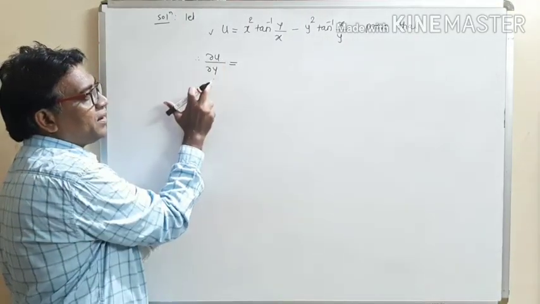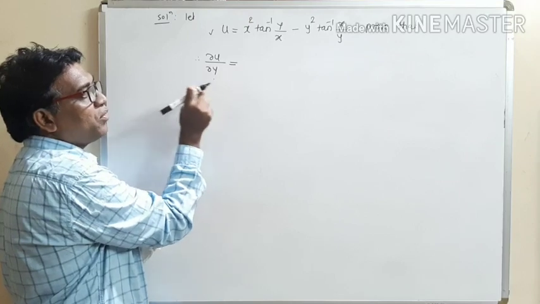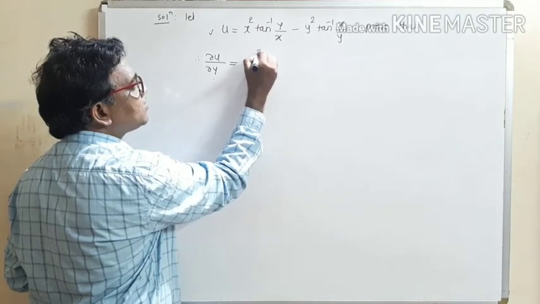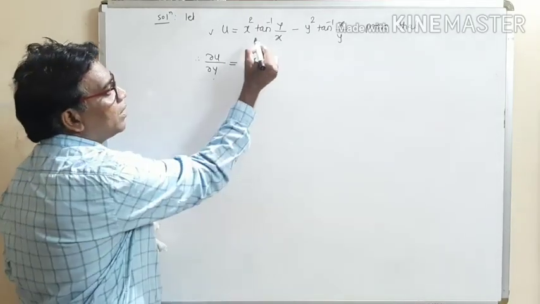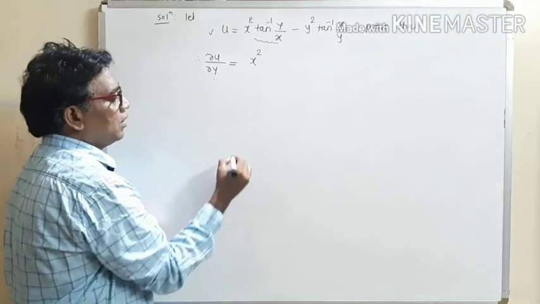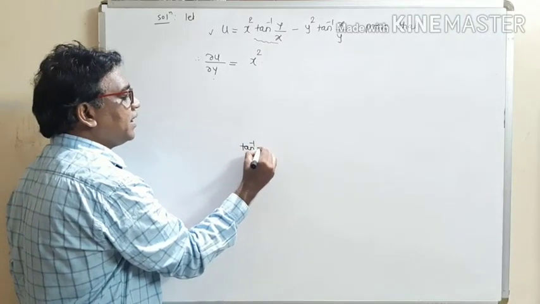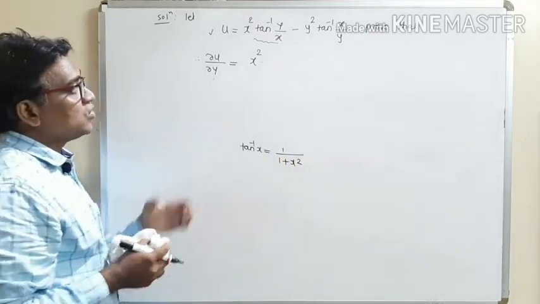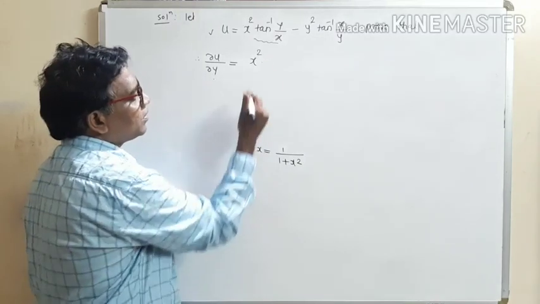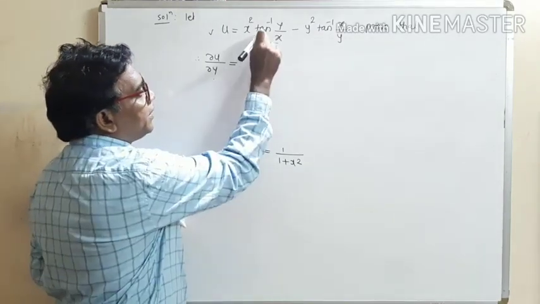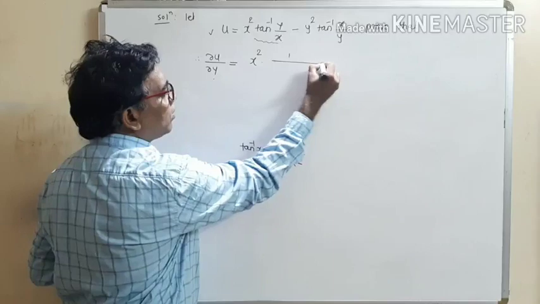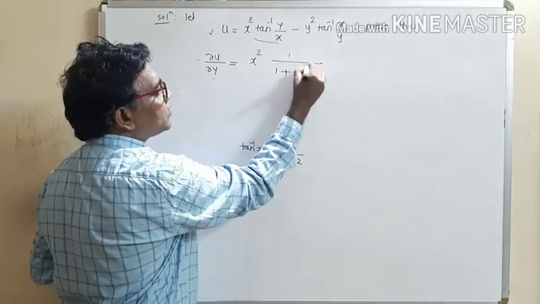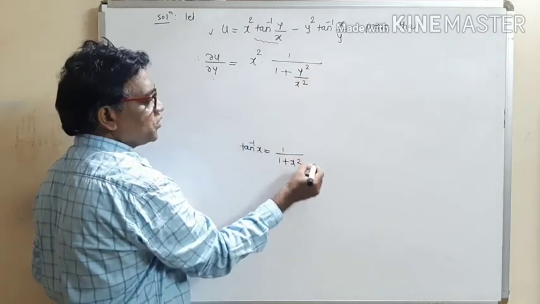Now partial derivative with respect to y means we have to keep x as a constant quantity. So x², this is constant term, into derivative of this term. Now this is the formula, derivative of tan⁻¹x, it is 1 upon 1 plus x². So use this formula. So this is equal to into derivative of tan⁻¹ function, it is 1 upon 1 plus x². So 1 plus square of this term, this is y² upon x². So use this formula.